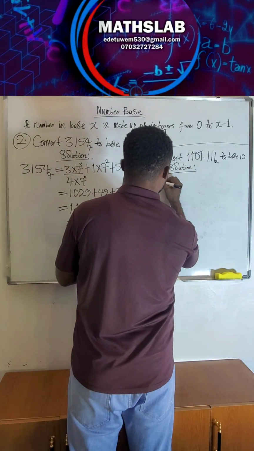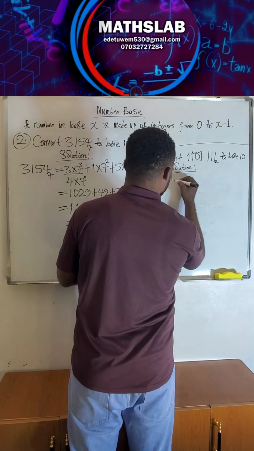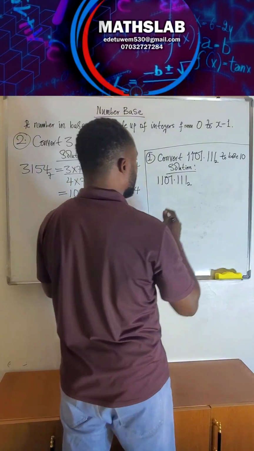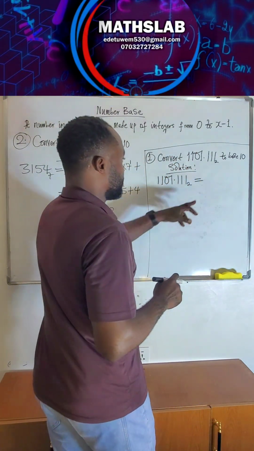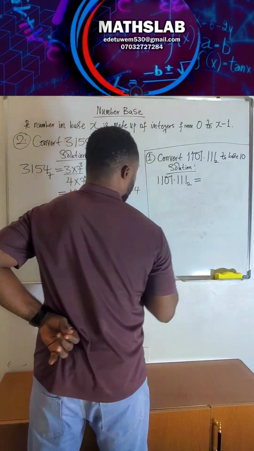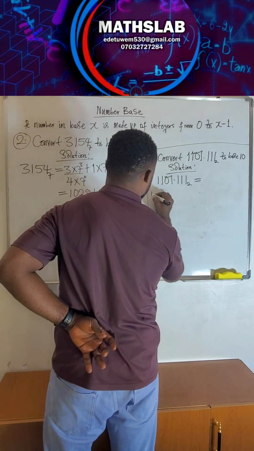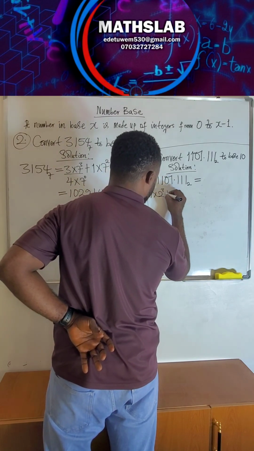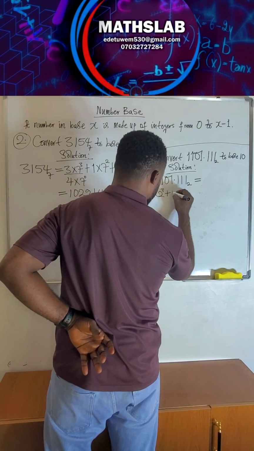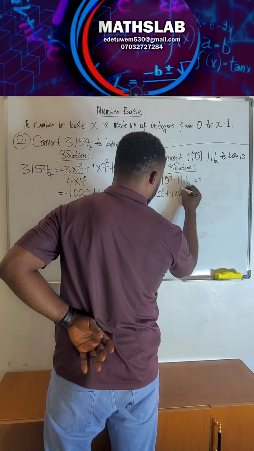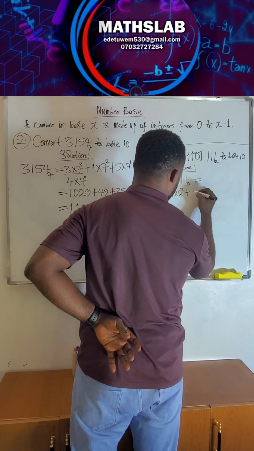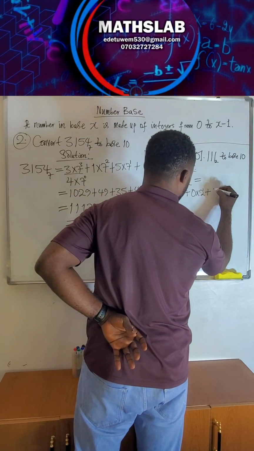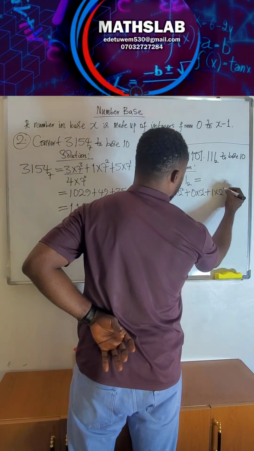You have 1101.111 in base 2. We are going to take it to the base 10. So let's start. We start from here. You have 1 times the base, which is 2 raised to the power of 3, plus 1 times the base again, which is 2 raised to the power of 2, plus 0 times 2 raised to the power of 1, plus 1 times 2 raised to the power of 0.